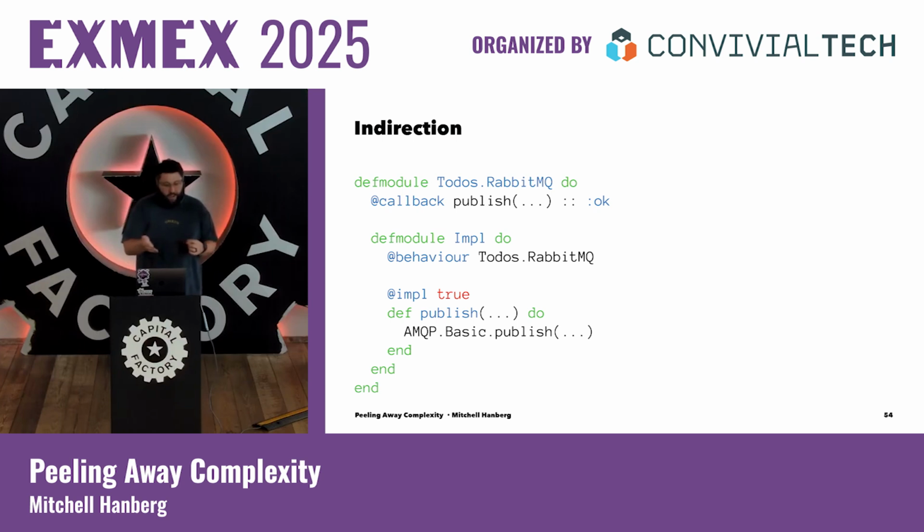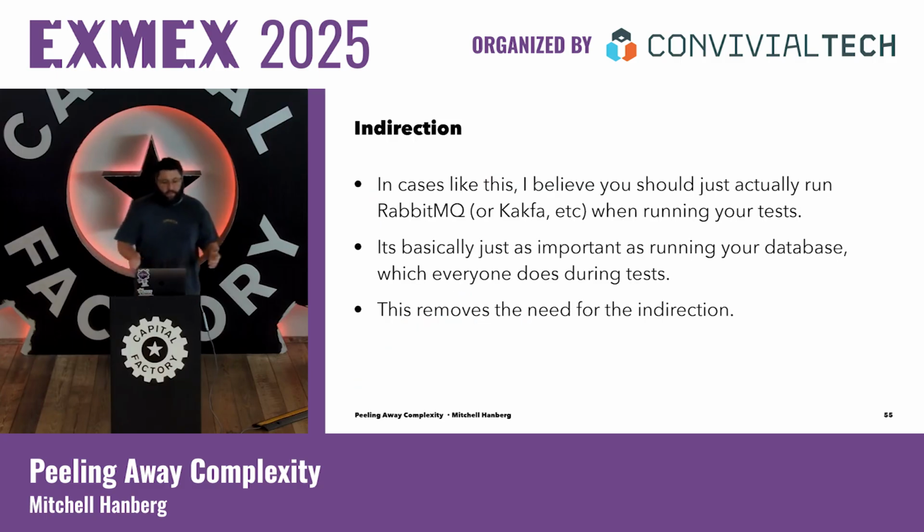So here we basically find it, and it's really just not interesting at all. We did all that work to find what's going on, and it's just faking it out so you can switch out implementations at test time. In cases like this, I believe you should just run RabbitMQ or Kafka, whatever, when running your tests. It's basically just as important as running your database, which everyone does, and it removes the need for this indirection.